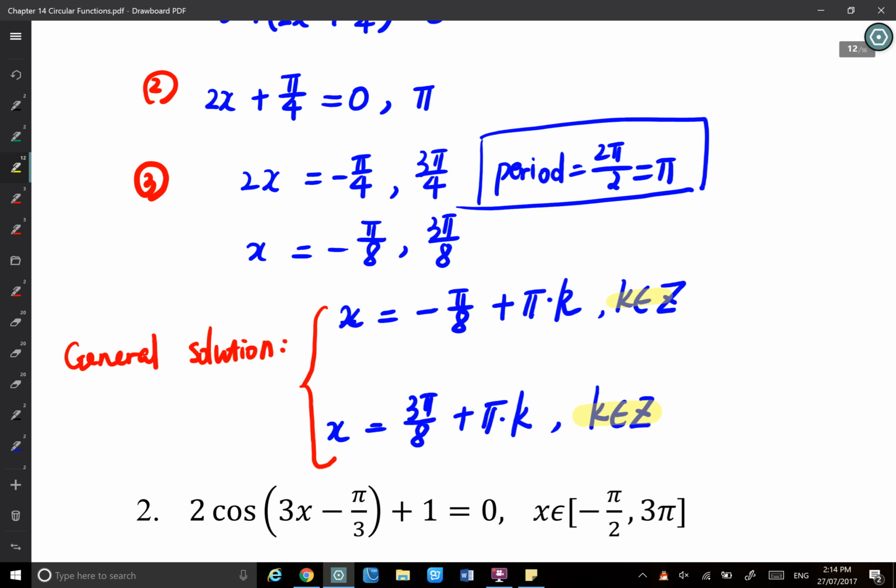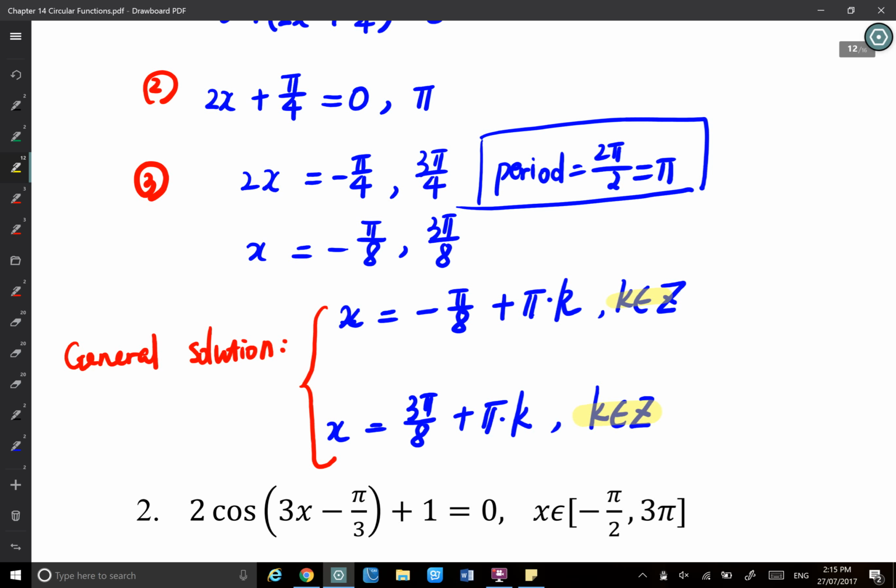Why is it part of your general solution? Because if you do not state what k is, k can be √3, k can be 5, k can be 2.5. Again, you can't add half a period. You can't add √3 periods. You only add the whole period: 1 period, 2 periods, 3 periods. You subtract 1, subtract 2, subtract 3. You can't subtract half. It's not going to be the correct solution.